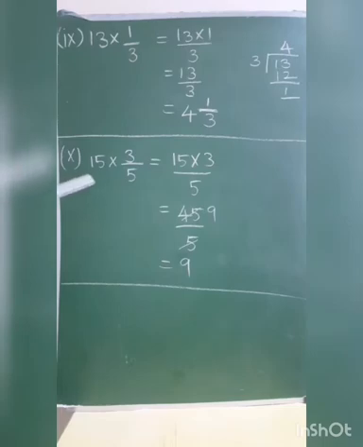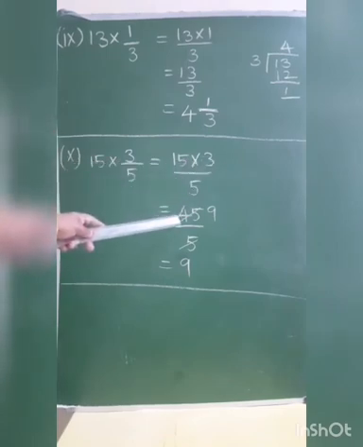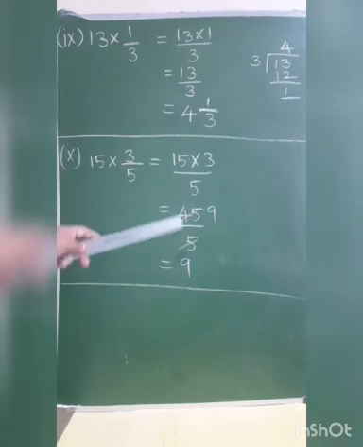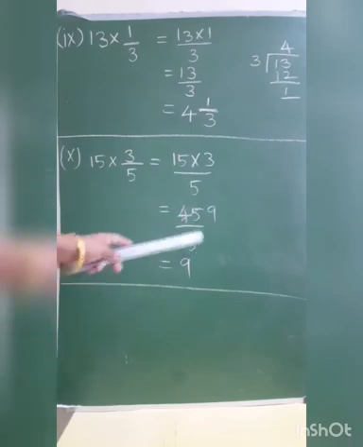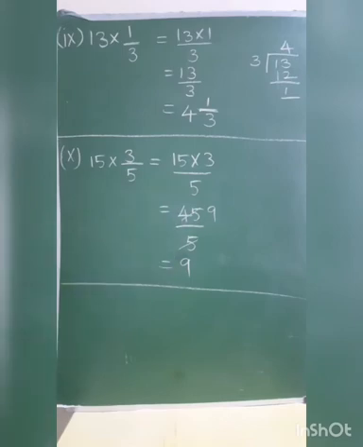The 10th sum, 15 into 3 by 5. The whole number multiplied with the numerator, divided by the denominator. 15 into 3 is 45. The denominator is 5. In the 5 table, there is 45. So 5 9s are 45. So the answer of the 10th sum is 9. 9 is a whole number, so you cannot change it into a mixed fraction. So the 10th sum answer is 9.